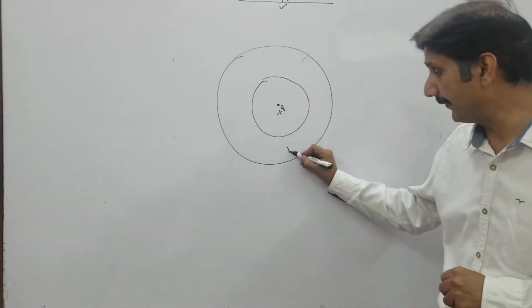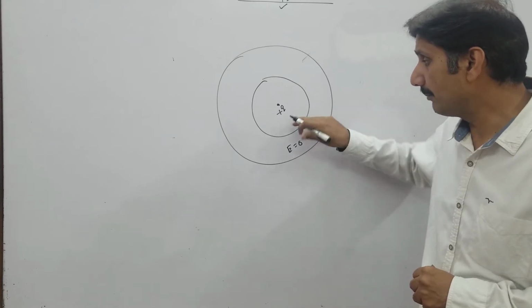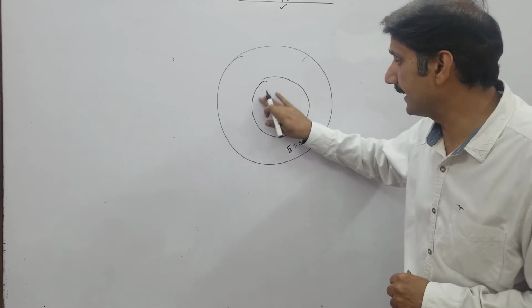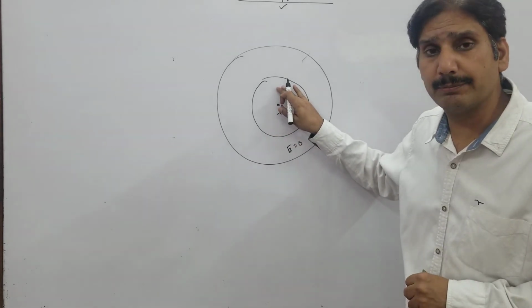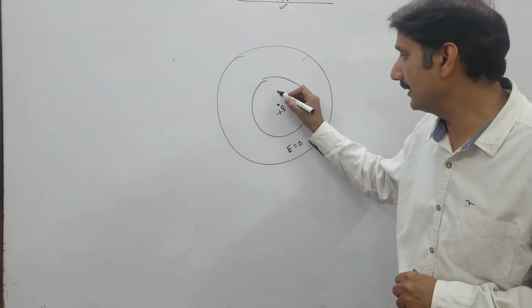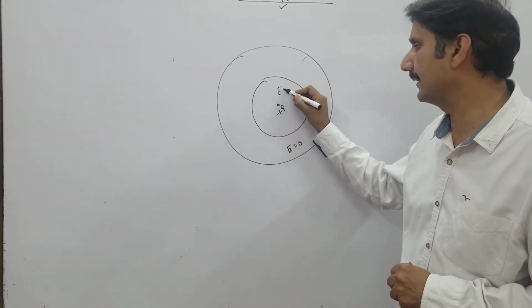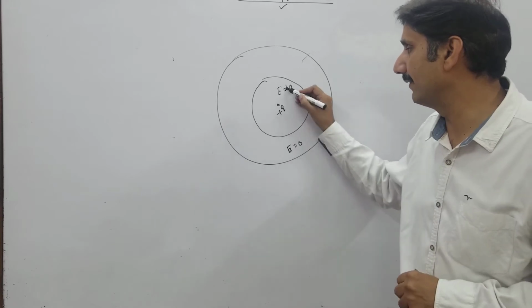I know the electric field inside the conductor is 0, but this space is empty. There is a charge and there is an empty space over here. What will happen? Will the electric field be present in this empty region, in the cavity region? Yes. The electric field will definitely be present. It will not be equal to 0.